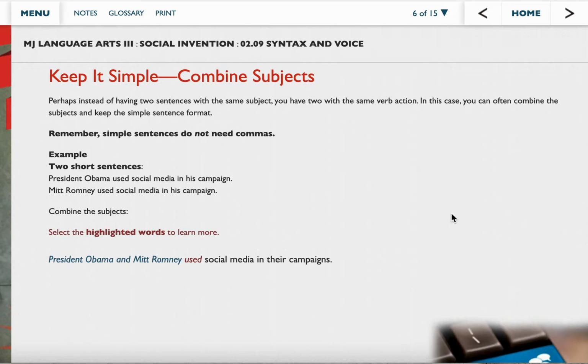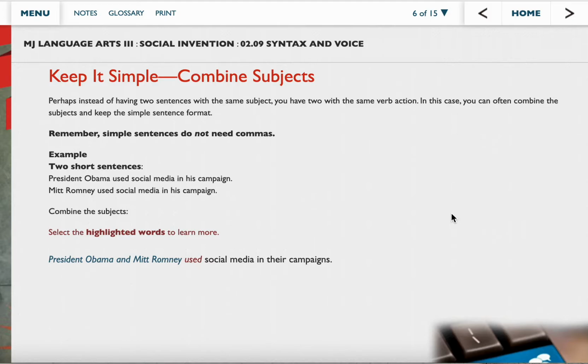The second way to change your syntax, keep it simple, combine subjects. Perhaps instead of having 2 sentences with the same subject, you have 2 with the same verb action. In this case, you can often combine the subjects and keep the simple sentence format. Remember, simple sentences do not need commas.